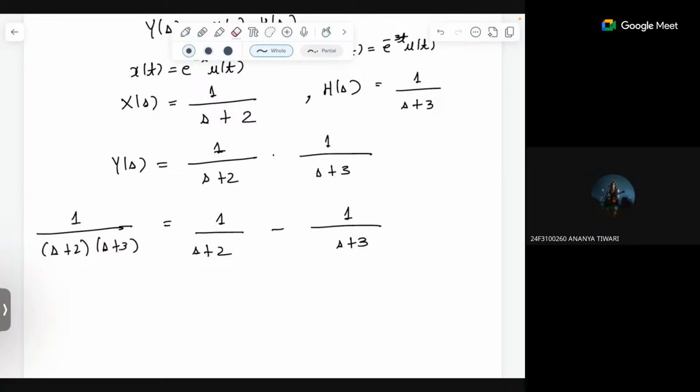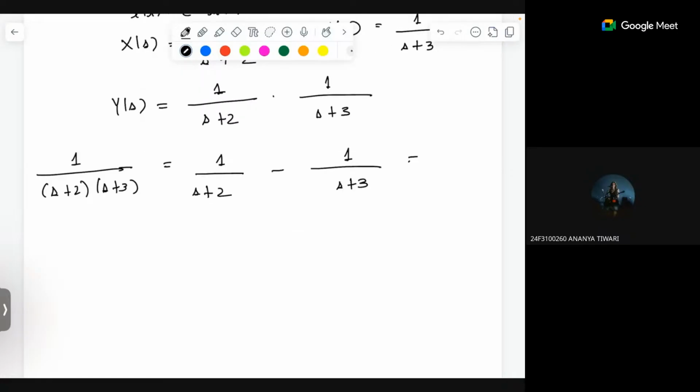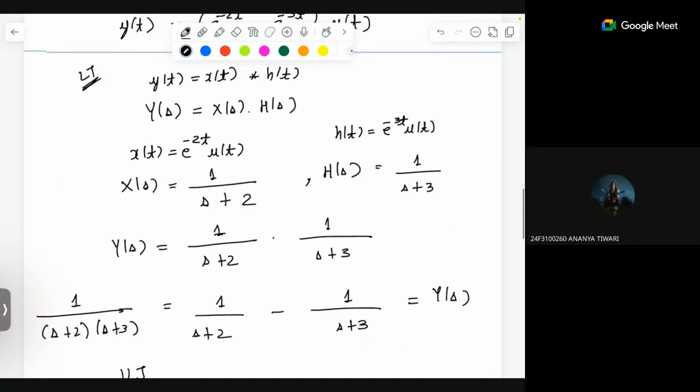This method you can use only for these kinds of quadratic denominators. Otherwise, you'll have to use the regular comparing method. So now we have Y(s) equal to this. Let us find the inverse Laplace transform. So I will have y(t) equal to e raised to the power of minus 2t u(t) minus e raised to the power of minus 3t u(t). Is that clear? Yes, ma'am. Now, since we were talking about Laplace transform, let us also write the ROC for this.